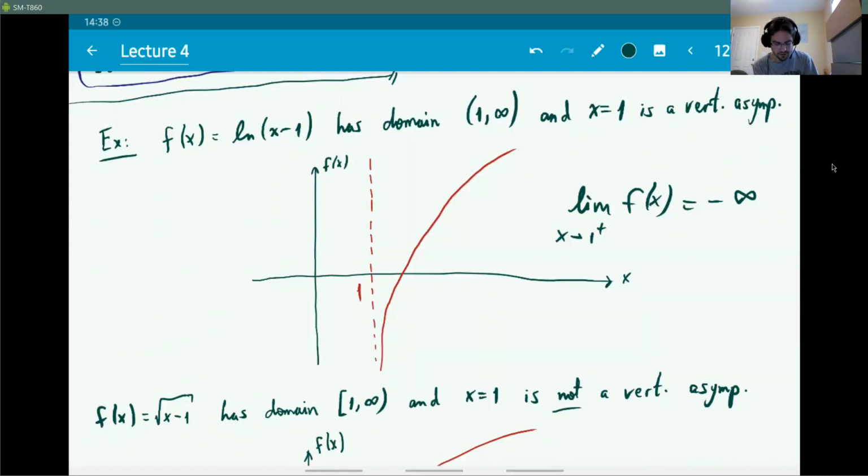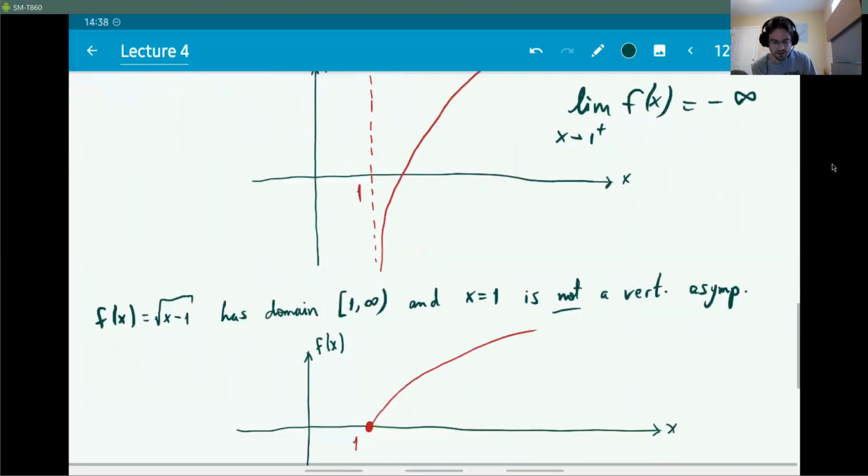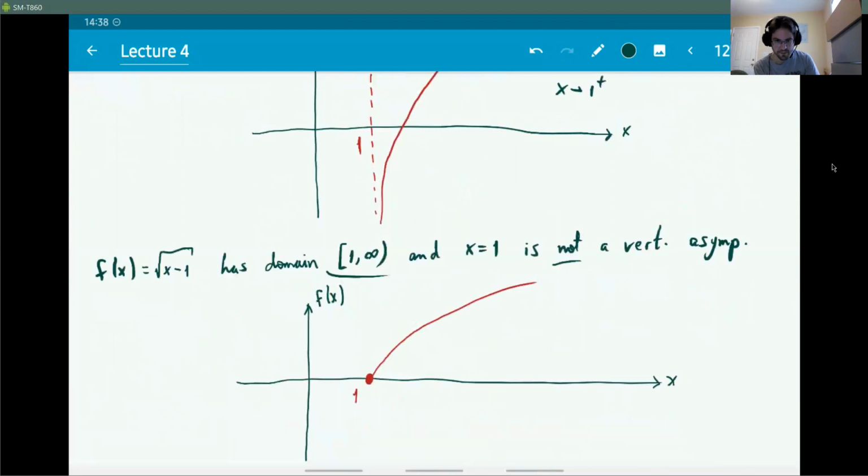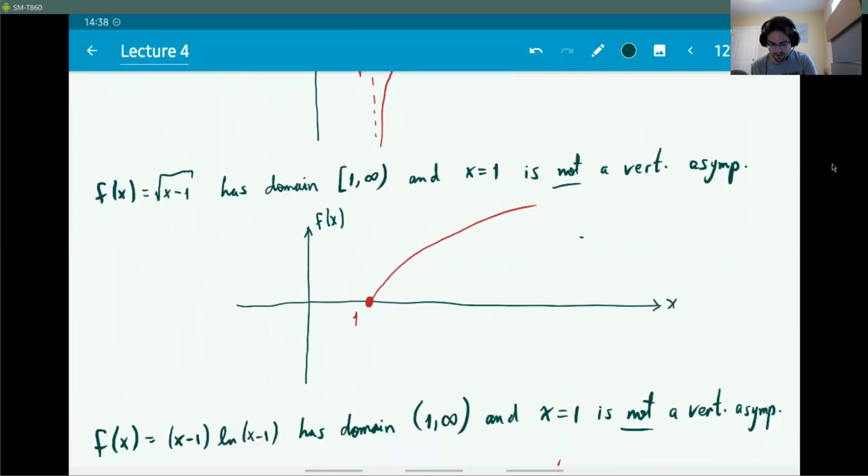Now the function square root of x minus 1, this has a similar domain, but now 1 is included. And if 1 is included, that means 1 is on the domain. So this could not possibly, x equals 1 could not be a vertical asymptote. The function has a value there. So it would not be going to infinity or minus infinity there. This limit is just 1.